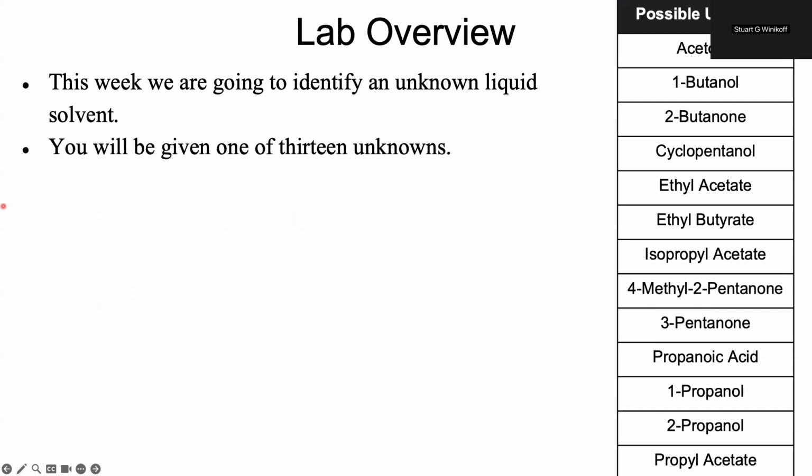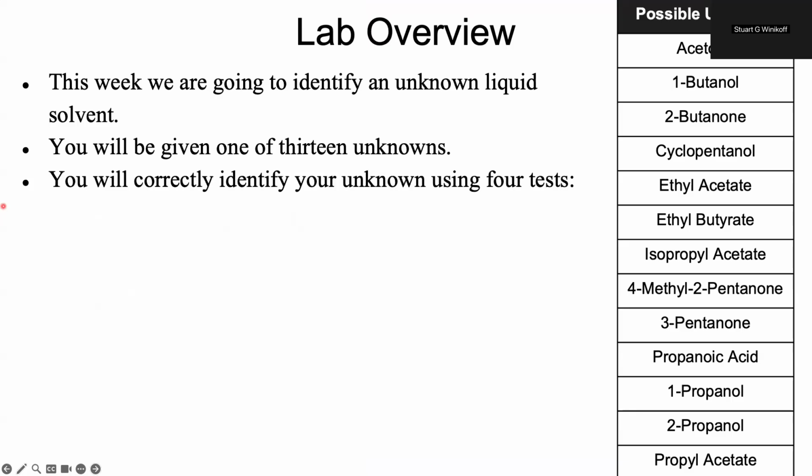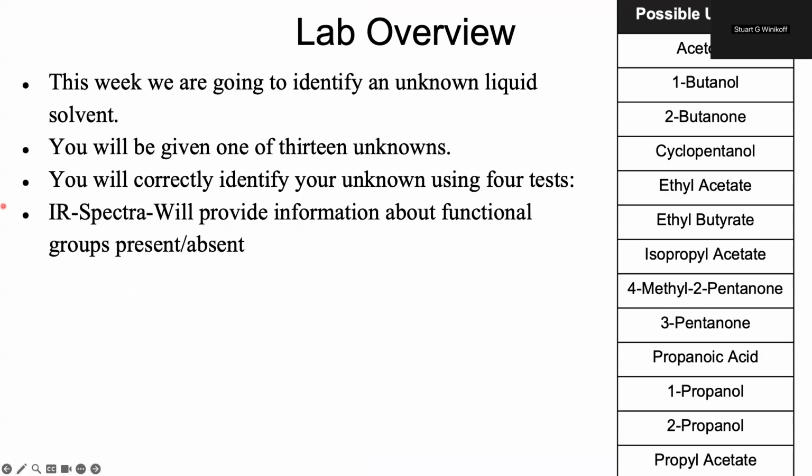In this case, we are going to give you one of 13 different unknowns. Your job is to figure out which one it is. So you're going to identify your unknown using 4 separate tests. The first of which is the one we've seen the most of the last couple of weeks, and that is IR spectra. You're going to actually perform this one yourself, and this is going to provide information about what functional groups are present or absent. So look for alcohols, look for carbonyls, look for carboxylic acids. A lot of these functional groups we've helped show you so far.